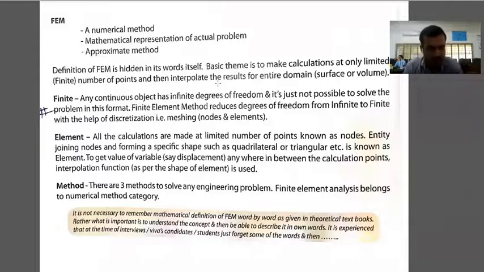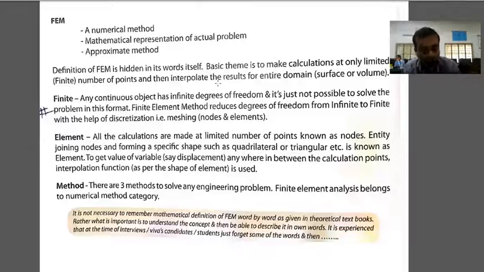In a continuous or real life problem, the degrees of freedom are infinite, but the FEA or FEM method reduces the degrees of freedom from infinite to finite by using a technique, and this technique is discretization or meshing with the help of nodes and elements. This is the first basic concept. Finite means converting an infinite number of degrees of freedom into a finite number of degrees of freedom with the help of meshing or discretization, by using the nodes and elements concept.